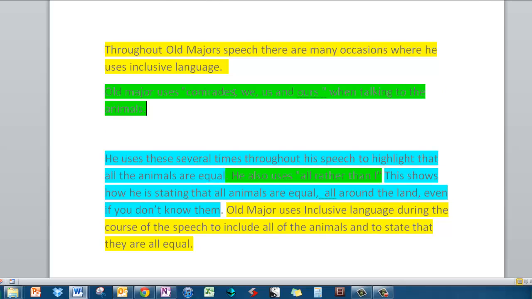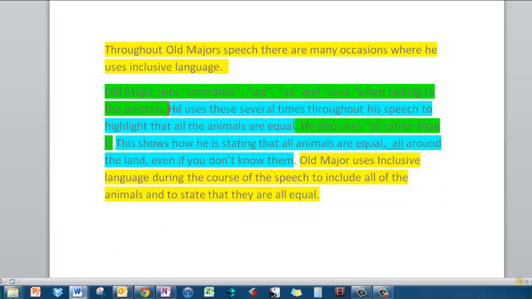One of the other things that we want to do is actually include each of these as a separate item. So we have to quote them separately, with little talking marks on either side. So old Major, and his name is Major, so we'll give him a capital letter. Old Major uses comrades, we, us, and ours when talking to the animals. That's our example. He uses these several times throughout his speech to highlight that all the animals are equal.